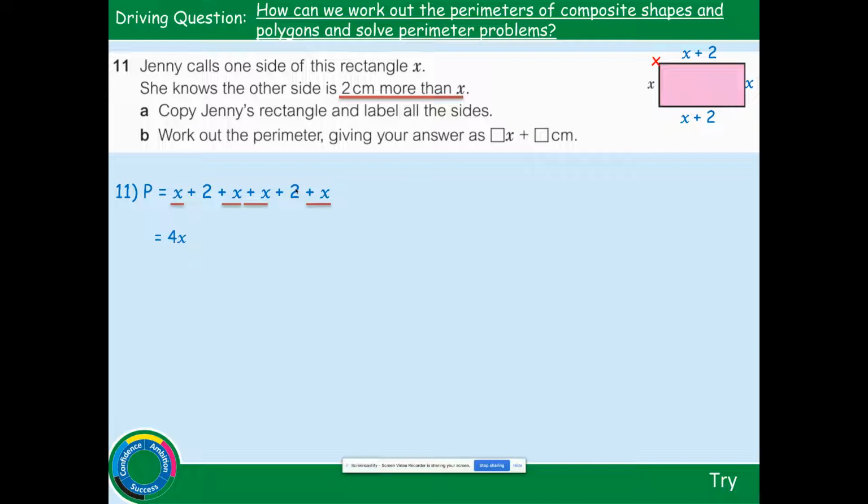Okay, now let's look at our numbers. So we've got plus 2, or 2 add 2 is 4. So we can put add 4. And that's our answer. And it's centimetres. Okay, 4x plus 4 centimetres is equal to the perimeter.